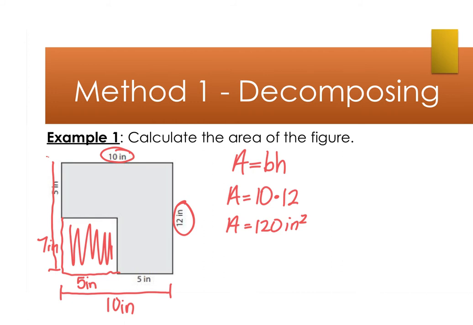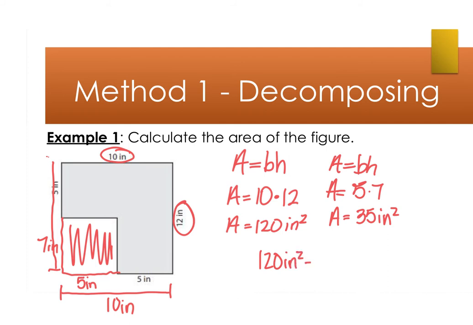So to find the area of that red area, it still equals base times height because it's a rectangle. Five times 7. So area of that red rectangle is 35 inches squared. So now I'm going to take the 120 inches squared and subtract 35 inches squared. And that equals 85 inches squared.